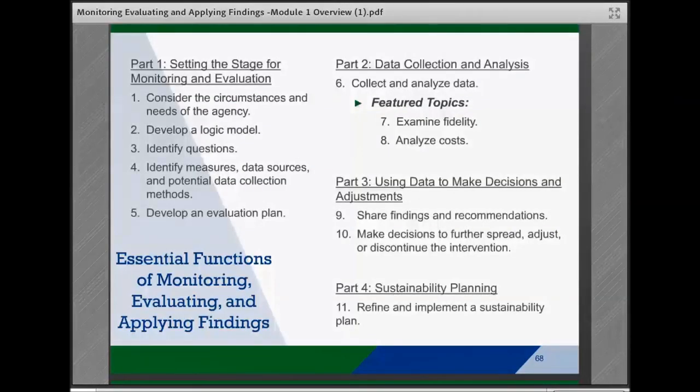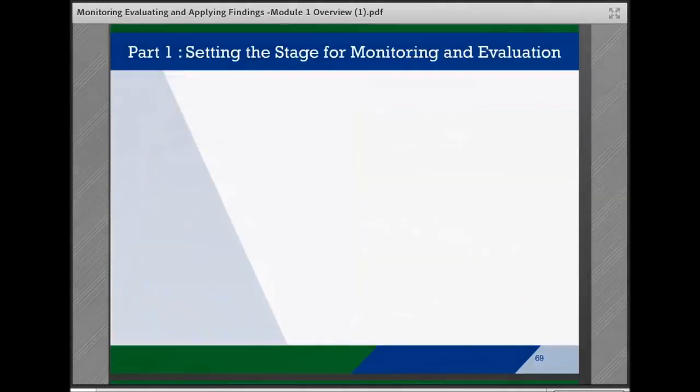The Monitoring, Evaluating, and Applying Findings Brief is broken down into 4 parts and 11 essential functions or tasks. It's important to remember that while the steps are presented in a linear way, in practice, often steps will overlap and be revisited as teams continue to monitor, evaluate, and apply their findings over time. As with all phases of the change and implementation process, preparation and planning lay the foundation for subsequent activities.